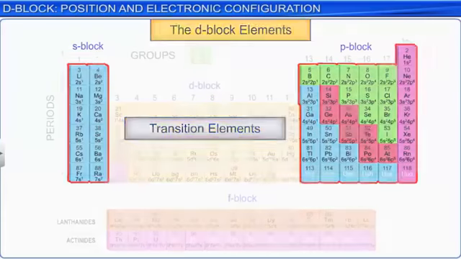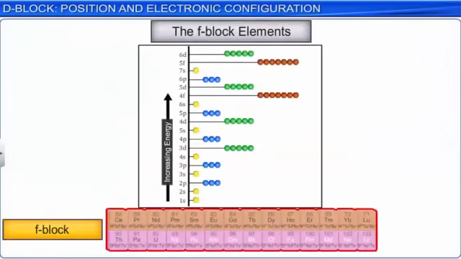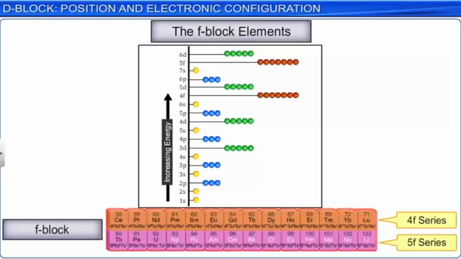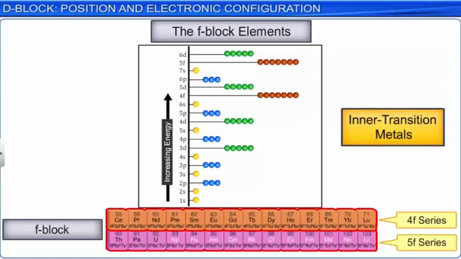The f block elements, on the other hand, include the 4f and 5f series of elements, in which the 4f and 5f orbitals are progressively filled. They are often referred to as the inner transition metals because they involve the filling of the inner 4f or 5f subshells.